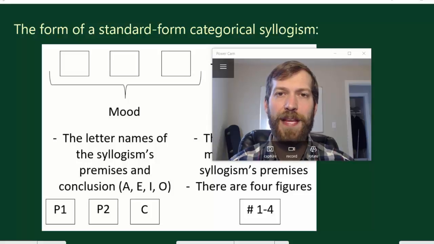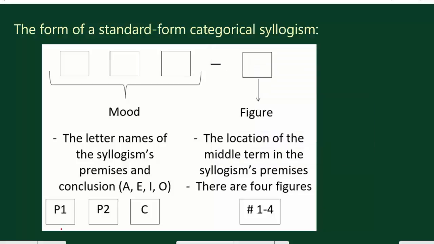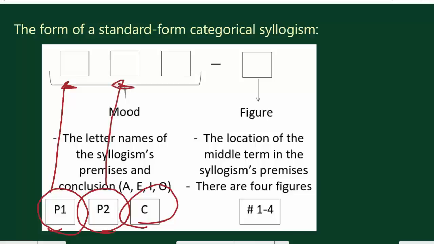Now let's look at what we call the mood of the categorical syllogism. So in order to determine the mood of the categorical syllogism, we look at the type of propositions that occur in the order of the major premise, the minor premise, and then the conclusion. So we just go with the order of putting the kind of categorical proposition, A, E, I, or O, from left to right: the first premise, the second premise, and then the conclusion. By first premise, second premise, we mean the major premise, the minor premise, and then the conclusion.